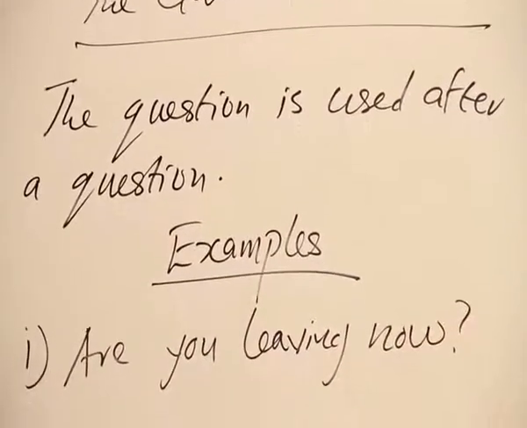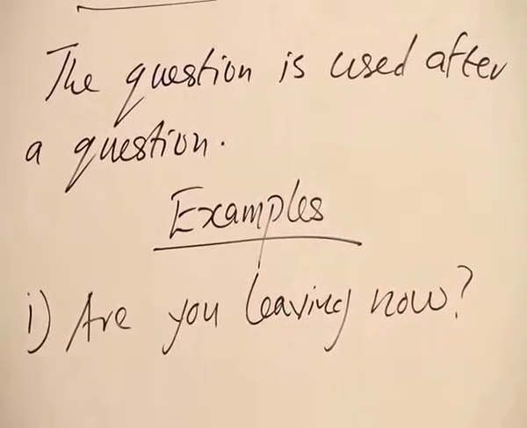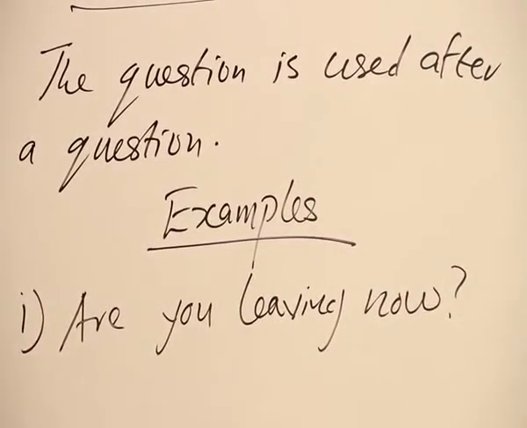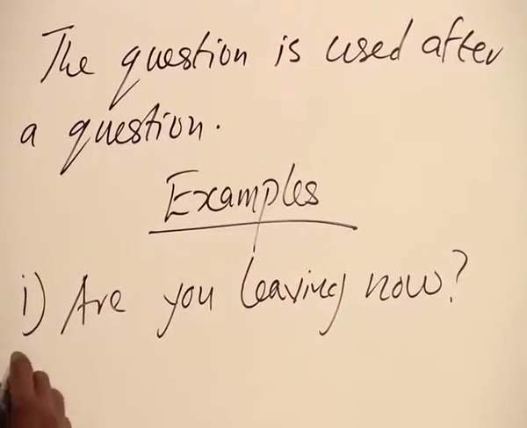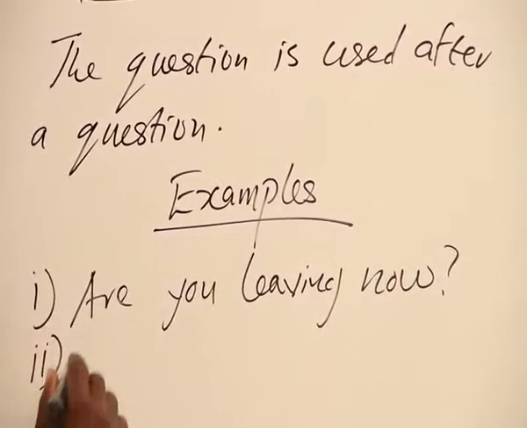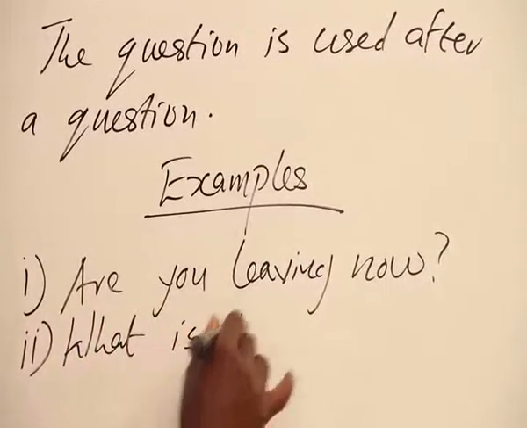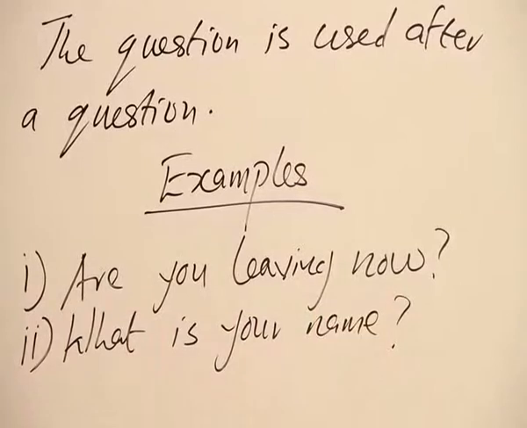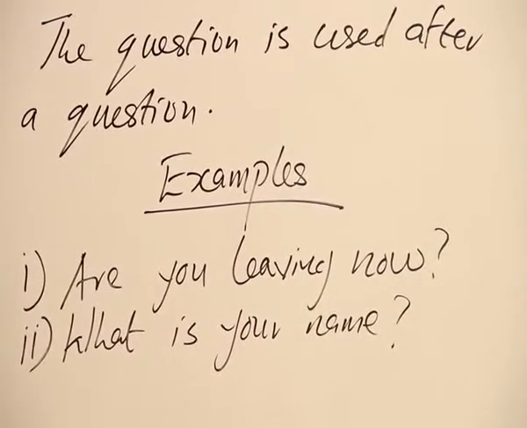Are you living now? That is a yes/no question. And so you must have the question mark at the end of it. Are you living now? That will have a question mark. What is your name? That is a question, so we'll put a question mark at the end of it.